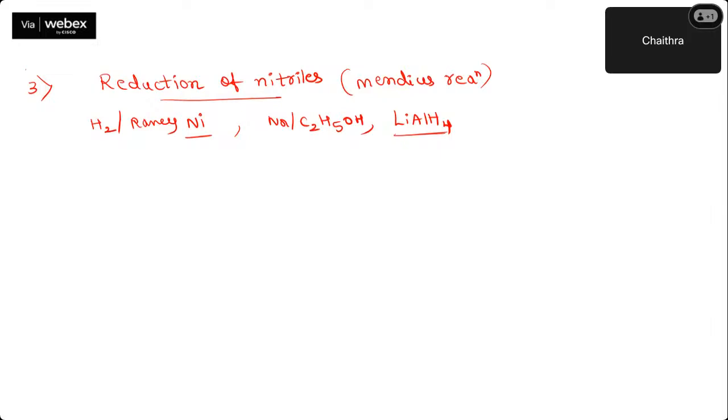Okay. So let us try to understand this reaction. What is the general formula of nitrile? I'll write it as RCN. I'm taking alkyl nitrile only, so this is called an alkyl nitrile. Now between carbon and nitrogen there is a triple bond. Okay. Now what I have to do? I have to do reduction.